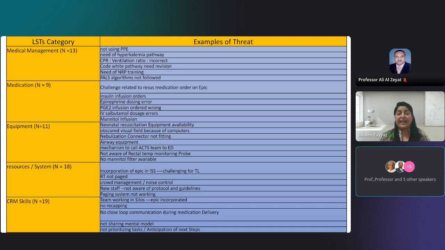Then equipment related: nobody was able to find where the neonatal resuscitation equipment was located. The nebulization connector was not fitting correctly. There was no mechanism for activation of the neonatal or ICU teams. So there are so many things that we get out of the latent safety threats.